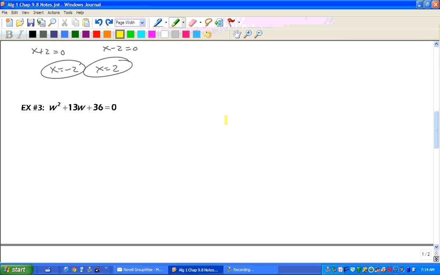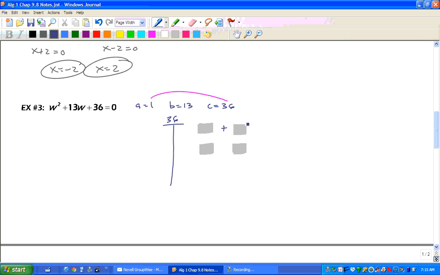Okay? Now, is there a GCF? There isn't. So, I want to know, what is A? Well, A is 1, B is 13, and C is 36. Now, this is all the stuff that you should be able to do. Okay? So, we want the factors of 36, and when you're done, we want the numbers that add up to get to 13 and multiply to get to 36.